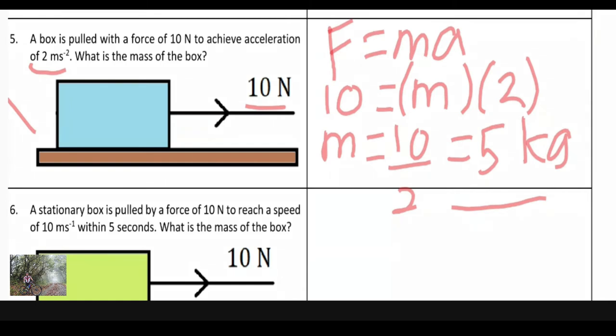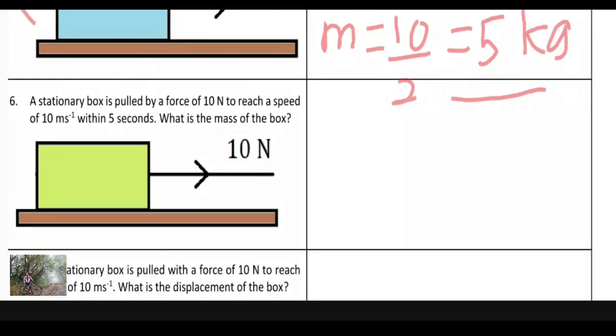So this is how you get the mass of the box. Okay, very simple, because the value of A is given in the question. Okay, when you look at number 6. Okay, number 6.